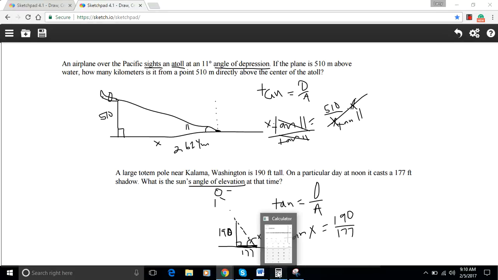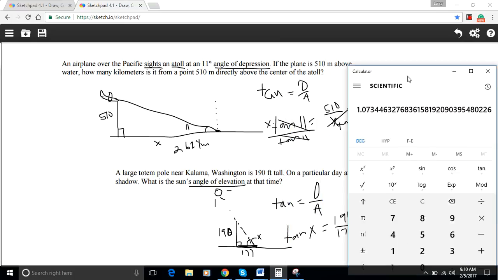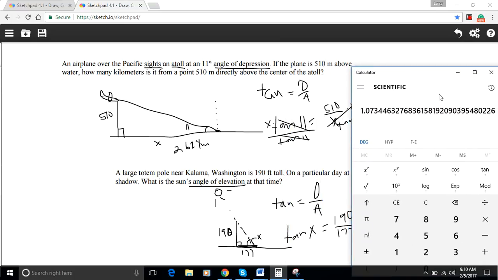And when we do this on the calculator, we can start with the division, 190 divided by 177. So we've got now the tangent of x equals 1.073. To solve for x, I have to undo the tangent part of it, so we'll do an inverse tangent of this number. So the way to do an inverse tangent on this calculator is to click the up arrow here, and then we've got the tangent with the little -1 up there, and we've got 47.03, let's say.